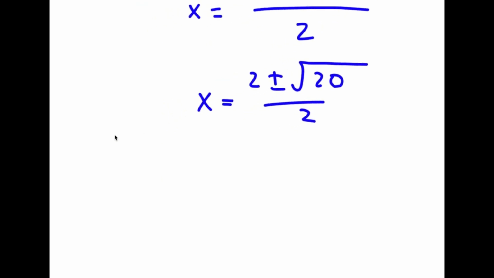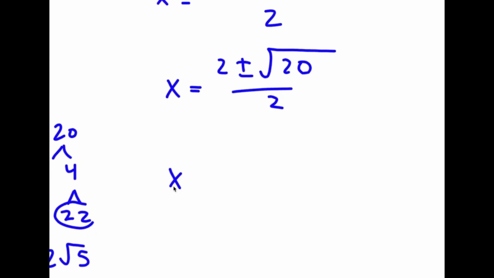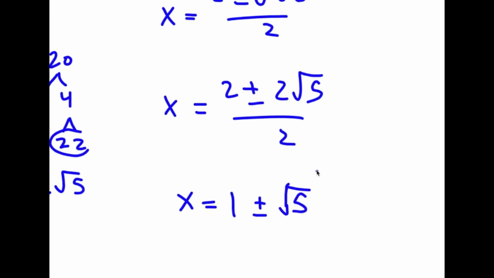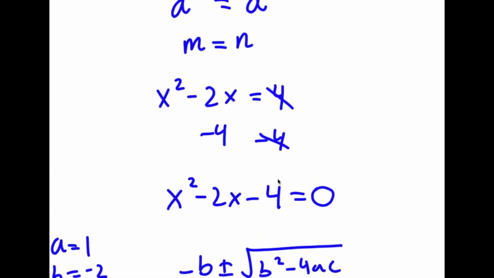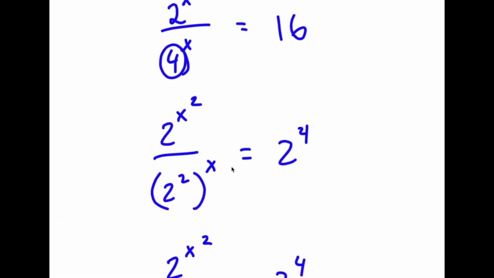And the square root of 20 is the same thing as the square root of 5 times 4. 4 is the same thing as 2 times 2. So this is 2 root 5. So now I have x is equal to 2 plus or minus 2 root 5 over 2. If I divide this by 2, I get x is equal to 1 plus or minus the square root of 5. So this is my solution to this problem.